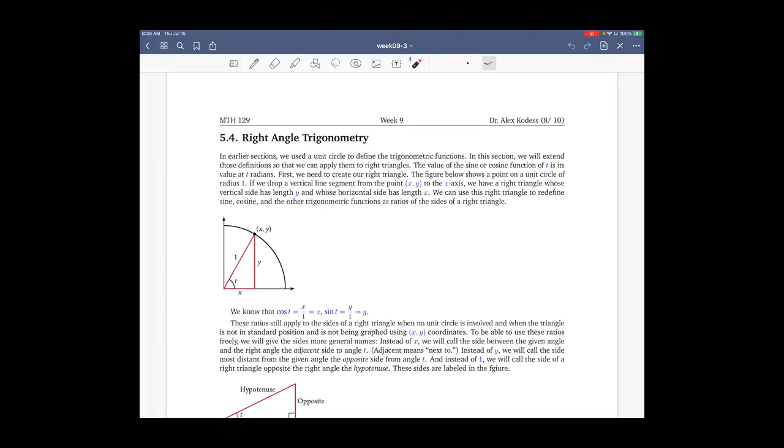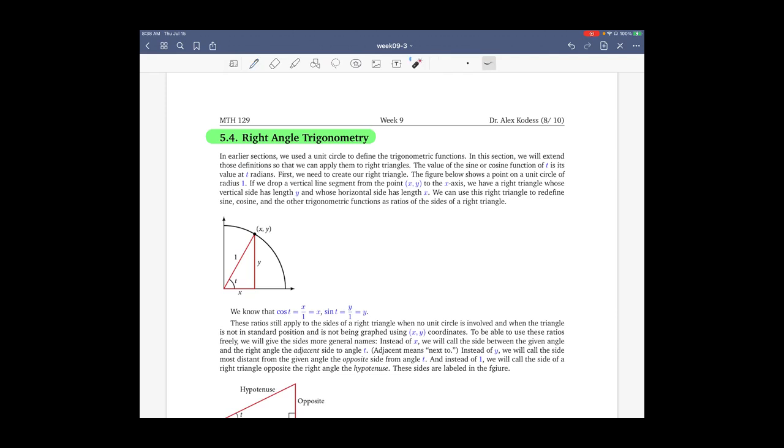Our last topic this week is right-angle trigonometry. So the idea here is the following. We are going to give equivalent definitions to the sine and cosine functions that are independent of the unit circle and are related to angles in a right triangle.